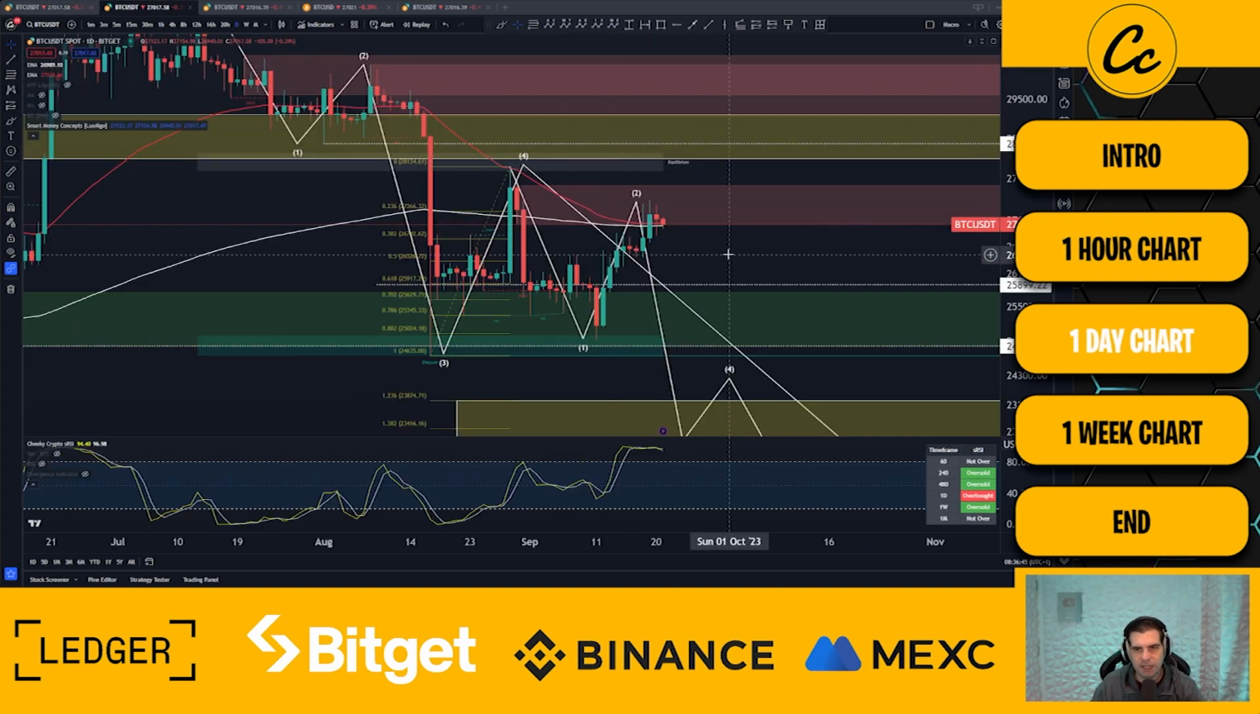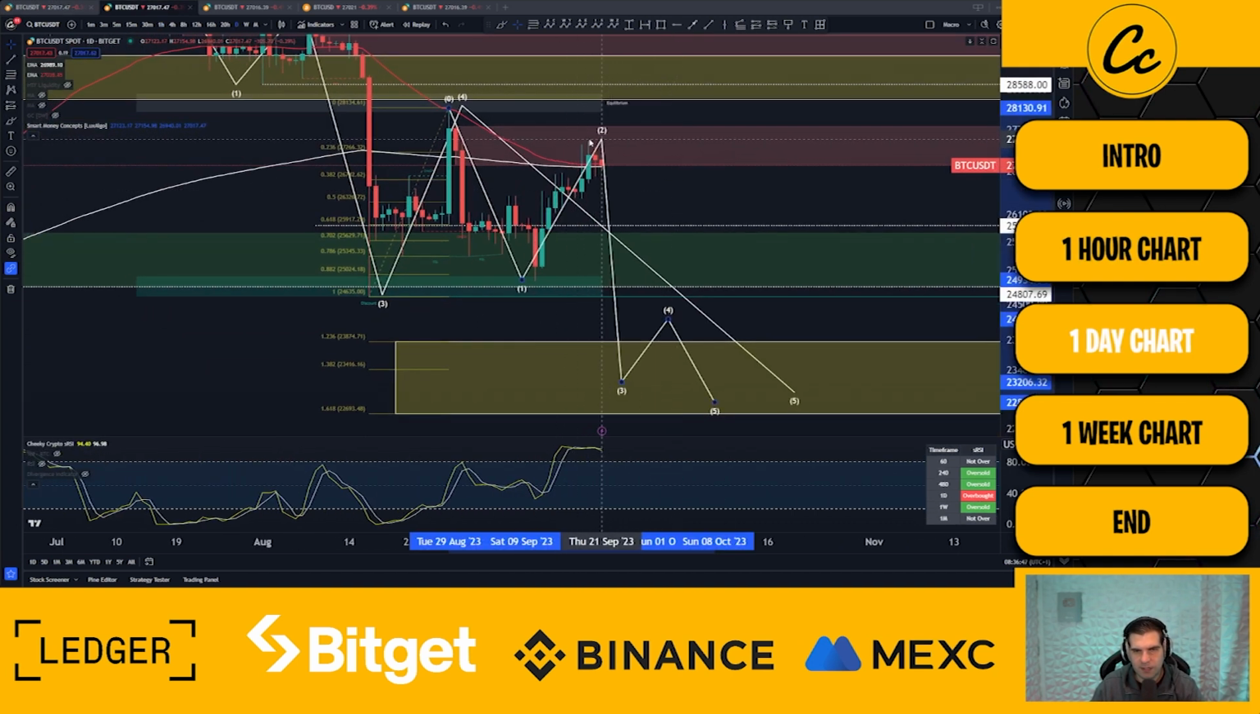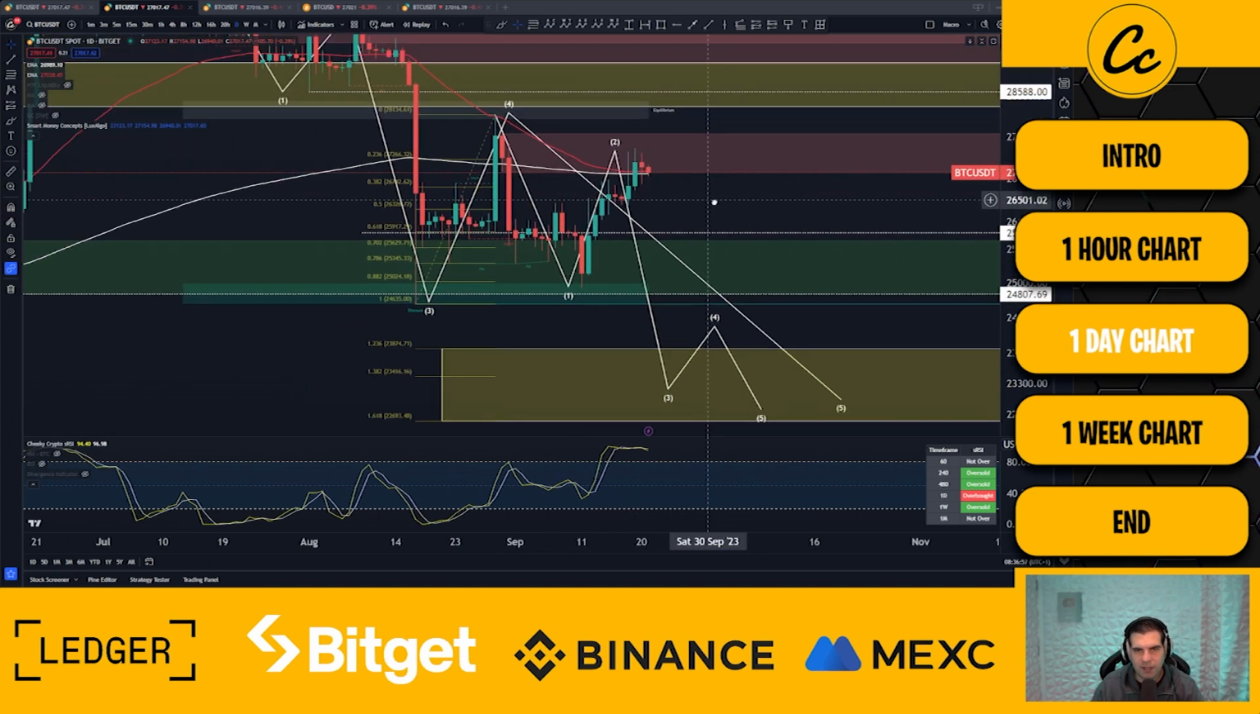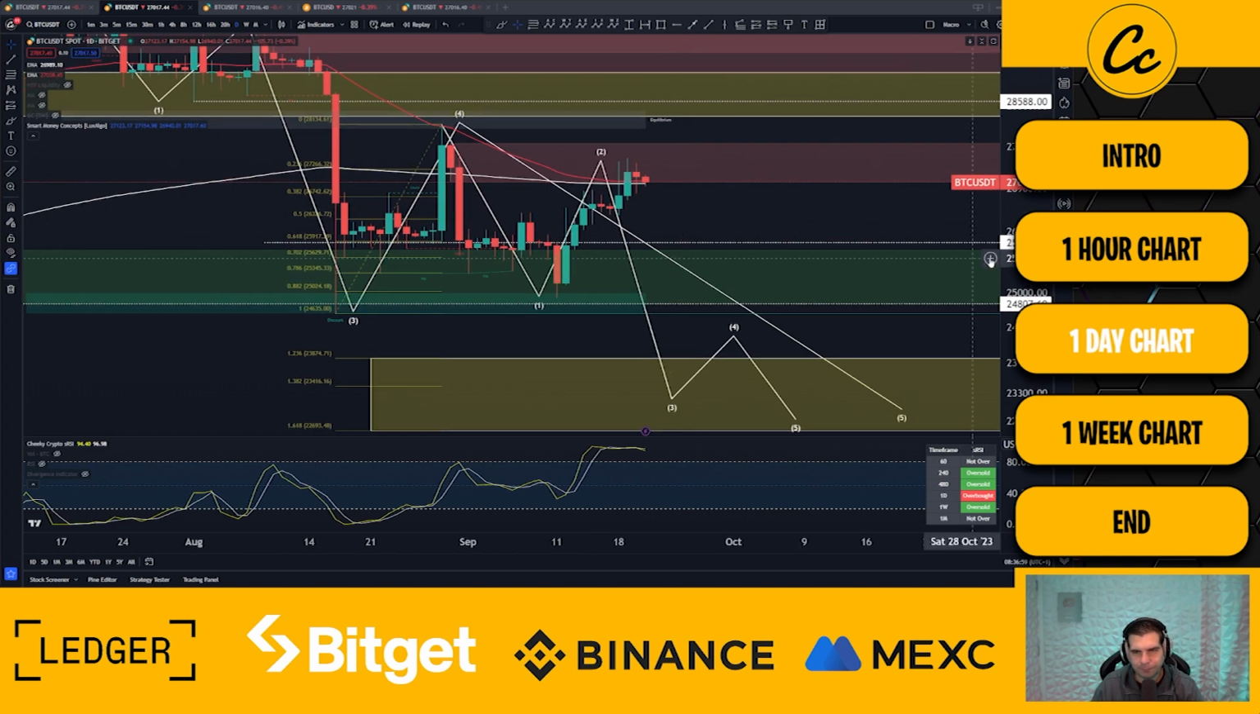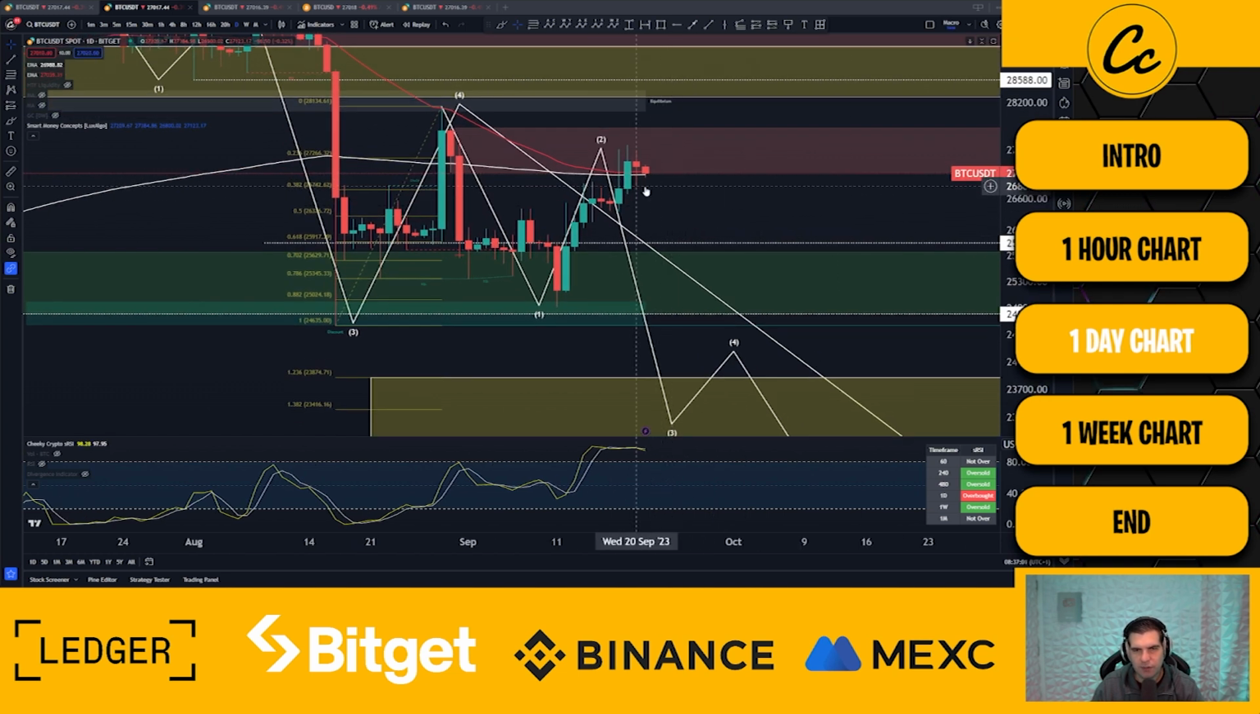Now, taking this up into the daily time frame, as you can see, all of this would then be a wave 2. Okay, and of course, we'd have to see whether or not we're going to break our structure by rallying up higher than 28,588. At the moment, we find ourselves with support here on the 200 daily EMA.